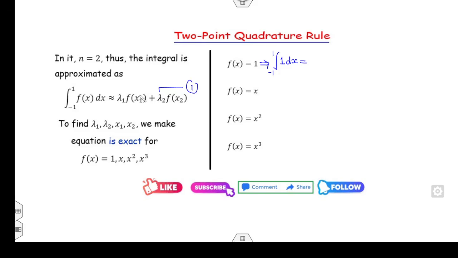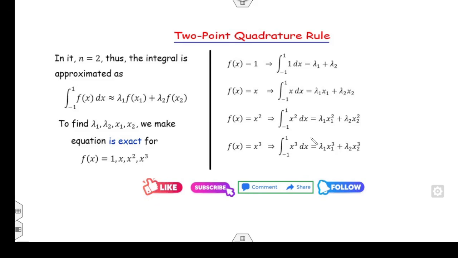Now, if you substitute, it will be lambda 1 plus lambda 2. Similarly, if you substitute in the second equation, f(x) is x, it is integral of x dx. It will be lambda 1 x1 plus lambda 2 x2. Whenever f(x) is x square, the left hand side becomes integral of x square. The right hand side becomes, what is f of x1, it is x1 square, and second is x2 square. Similarly, for the third component, you can write it.